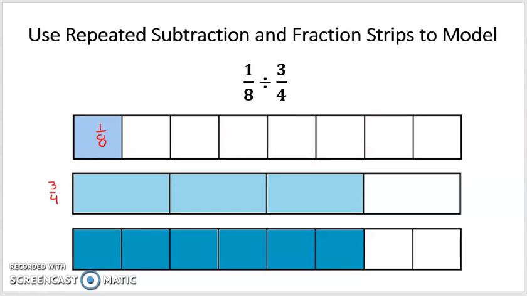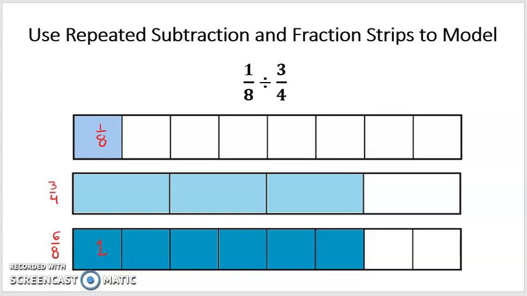What I did was I divided these up conveniently so that they match up. I divided the 3/4 into eighths, and that's here. Notice I've got 3/4 is equal to 6/8. So how much of this 3/4 can I subtract from 1/8? I can just subtract this one piece right here, and this one piece right there is all that can be subtracted.